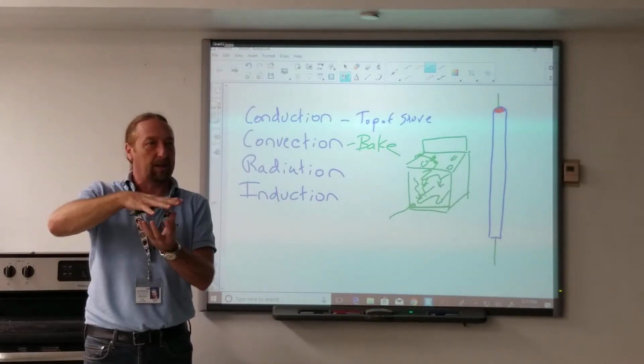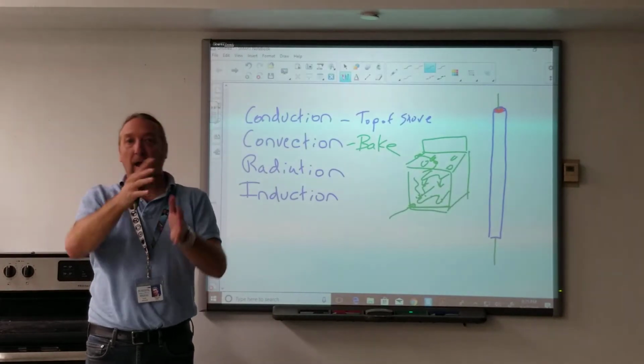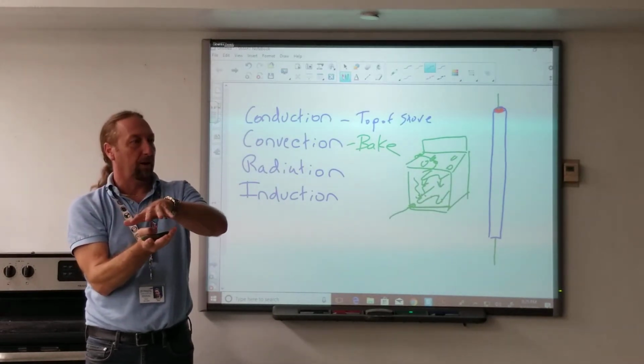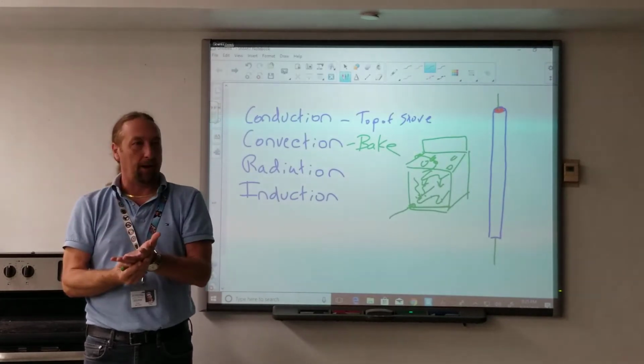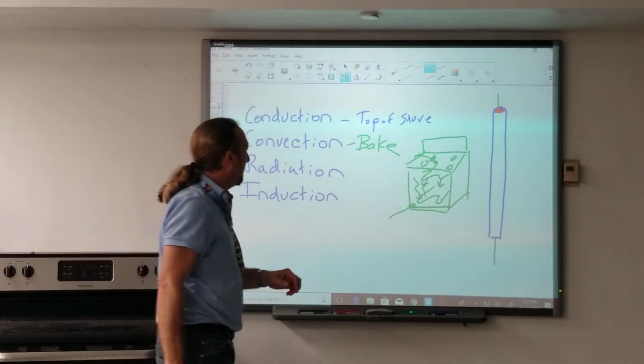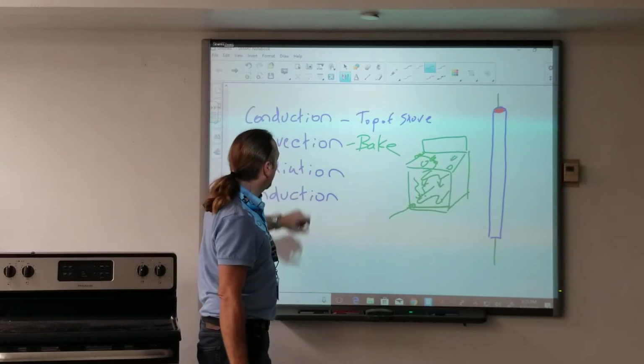So if you had a piece of steak and you're cooking it, you'd have to flip it over if you wanted to cook the underside. I mean, it will still transfer the heat, but you'd burn the top before the bottom gets cooked. So you have conduction, convection, and radiation.